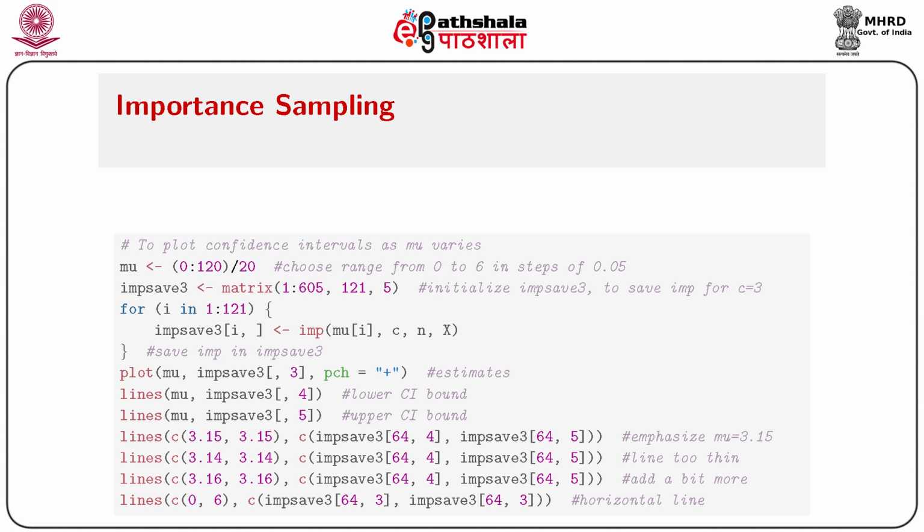To plot the confidence interval as mu varies, one can use this code: mu equals 0 to 120 by 20, and IMPS save 3 equals a matrix, 1 to 605, a 121 by 5 matrix, initialized. Then use a for loop for i equals 1 to 121 and fill the matrix with the importance sampling results. Finally, you plot mu against IMPS save 3 for the 3rd column, 4th column, 5th column, and then lines of this, and finally you can see this plot, the importance sampling plot of convergence.